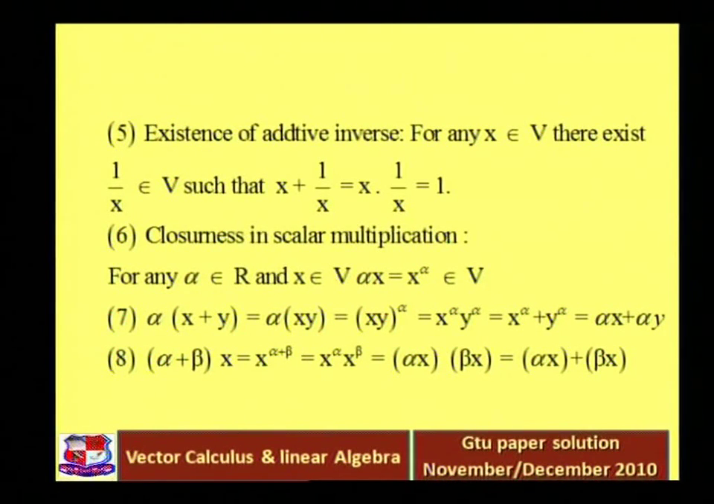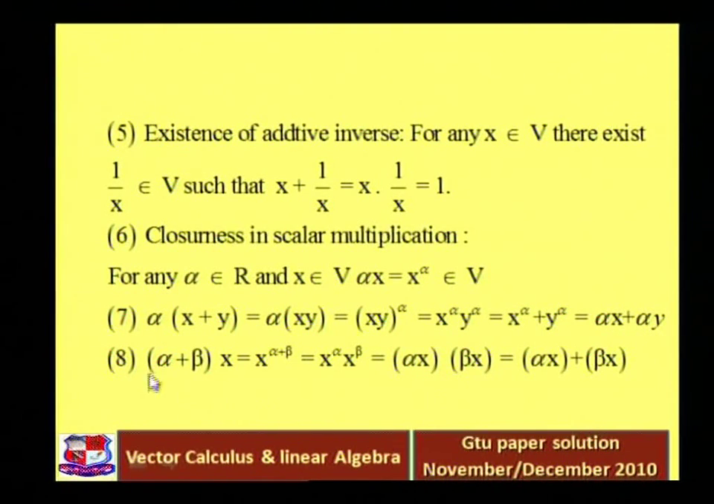Now alpha into x plus y, that is equal to alpha into xy, because of the definition of the addition which is given in the example, that is x plus y, that can be expressed as x into y. So alpha in bracket x into y. Now use the definition of the scalar multiplication, this is equal to xy raised to alpha. So this is equal to x raised to alpha, y raised to alpha, x raised to alpha plus y raised to alpha, and that is equal to alpha into x plus alpha into y.